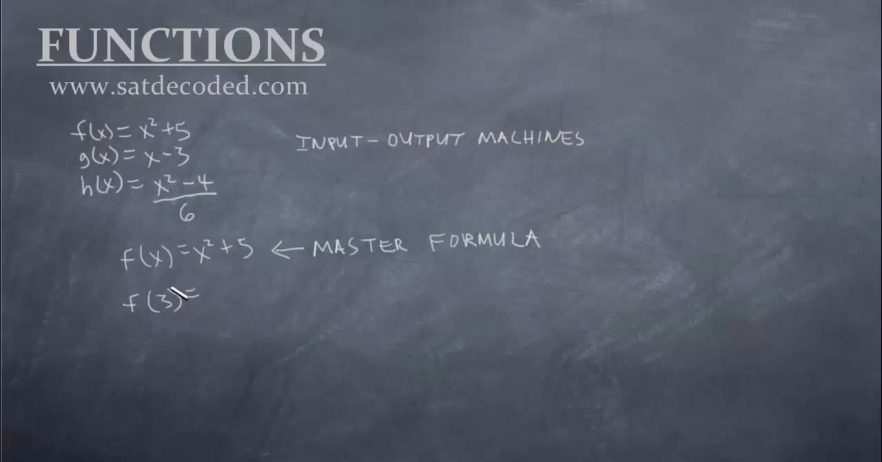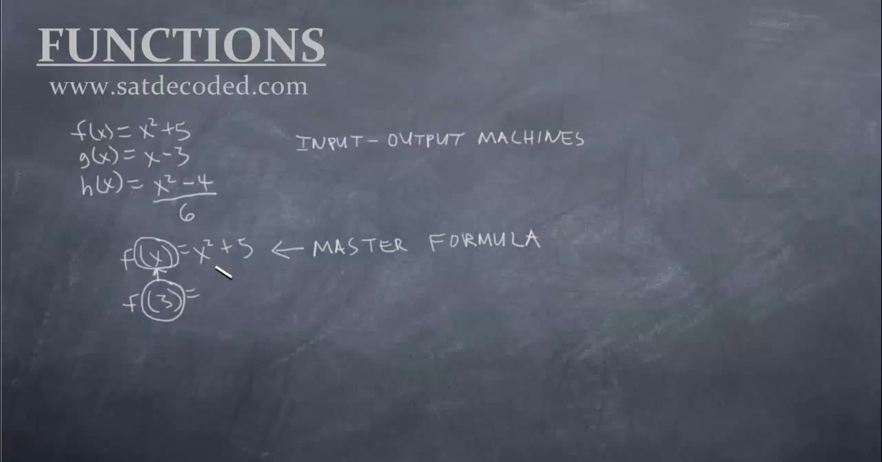Well, to solve f of 3, we need to identify what the input is. And this is quite simple. The input is just whatever value is inside the parentheses. Notice that this 3 is in the exact same position as this x. So in other words, x is the generic input, and 3 is the precise exact input that we will be evaluating right now.